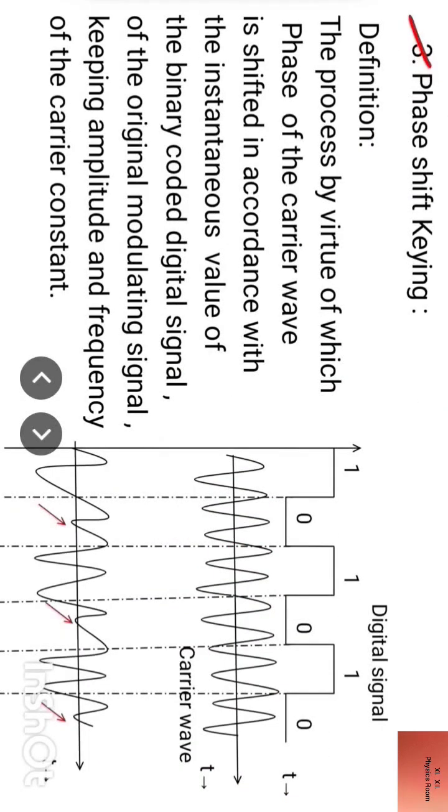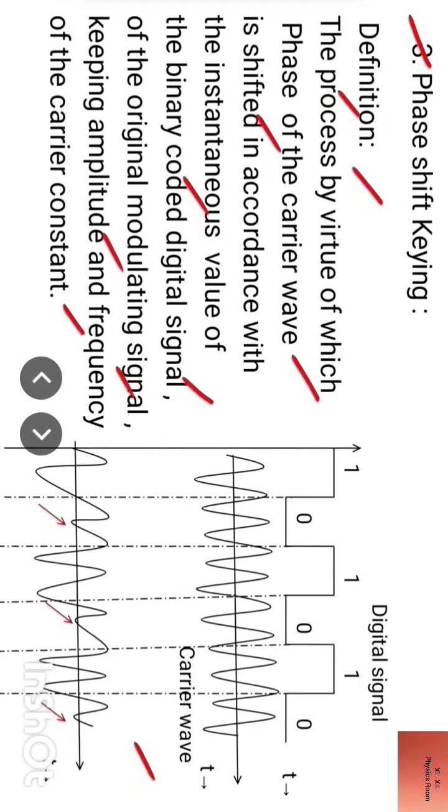Third, phase shift keying. Let us first define phase shift keying. The process by virtue of which the phase of the carrier wave is shifted in accordance with the instantaneous value of the binary coded digital signal of the original modulating signal, keeping the amplitude and frequency of the carrier constant, is defined as phase shift keying. I repeat, the process by virtue of which the phase of the carrier wave is shifted in accordance with the instantaneous value of the binary coded digital signal of the original modulating signal, keeping the amplitude and frequency of the carrier constant.